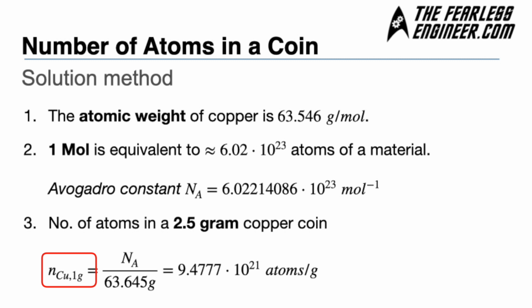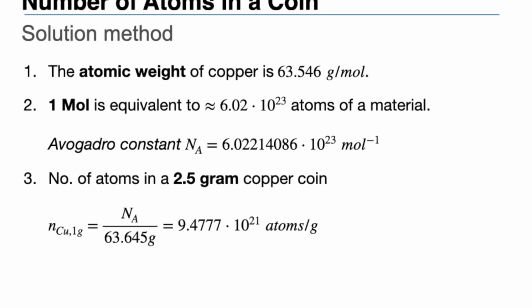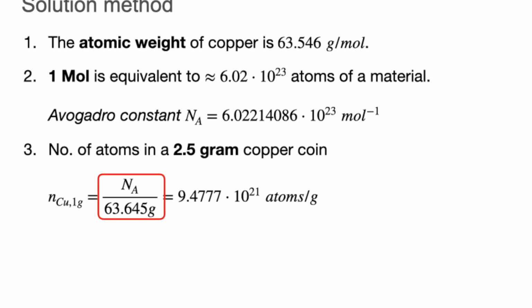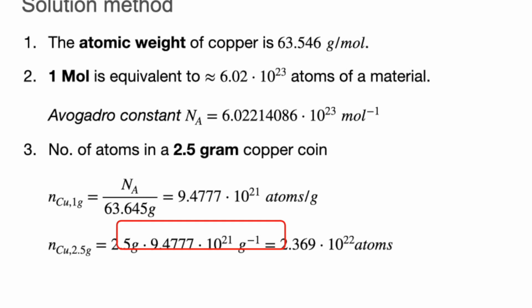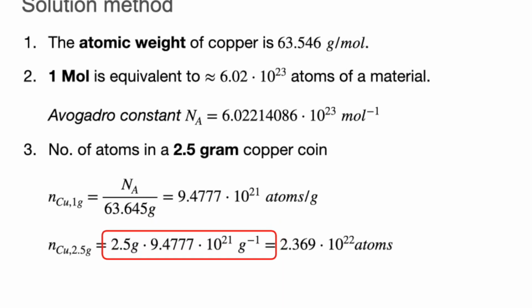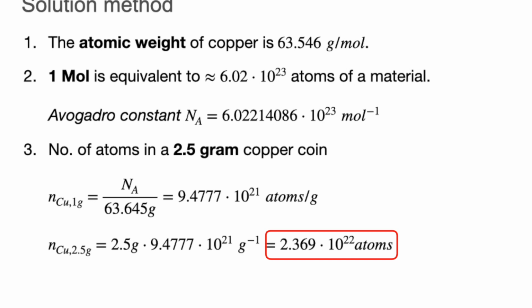And this can be done with a simple rule of 3. To do this we divide the Avogadro constant by the atomic weight, which gives the number of atoms in a gram of copper, and then we simply multiply the result by 2.5 grams, which is the weight of the coin, and we get as a result 2.369 times 10 to the power of 23 copper atoms, which make up our coin.